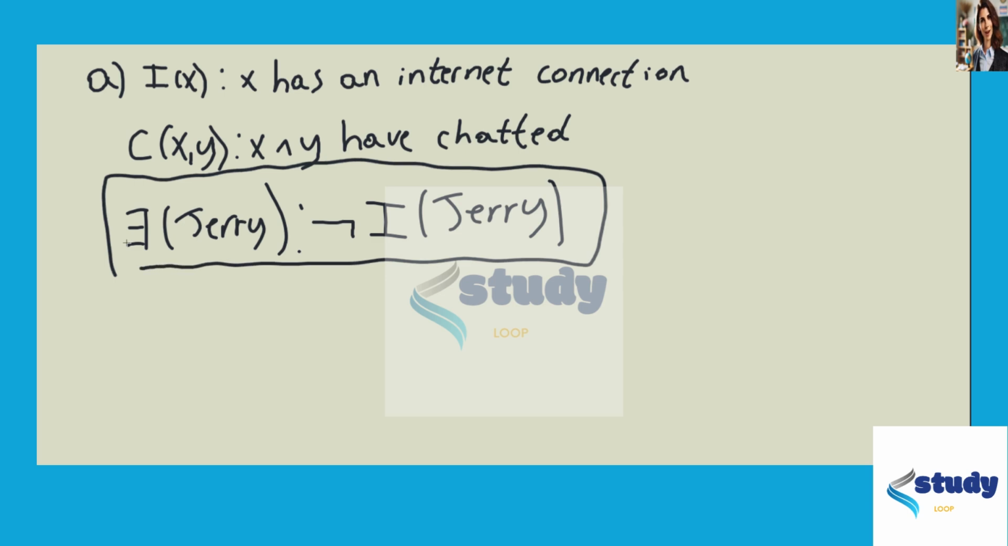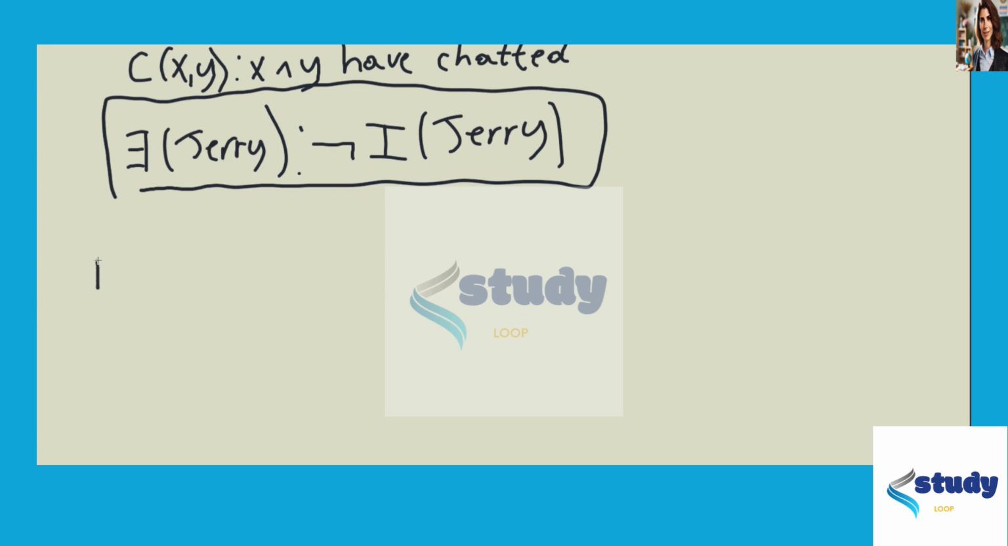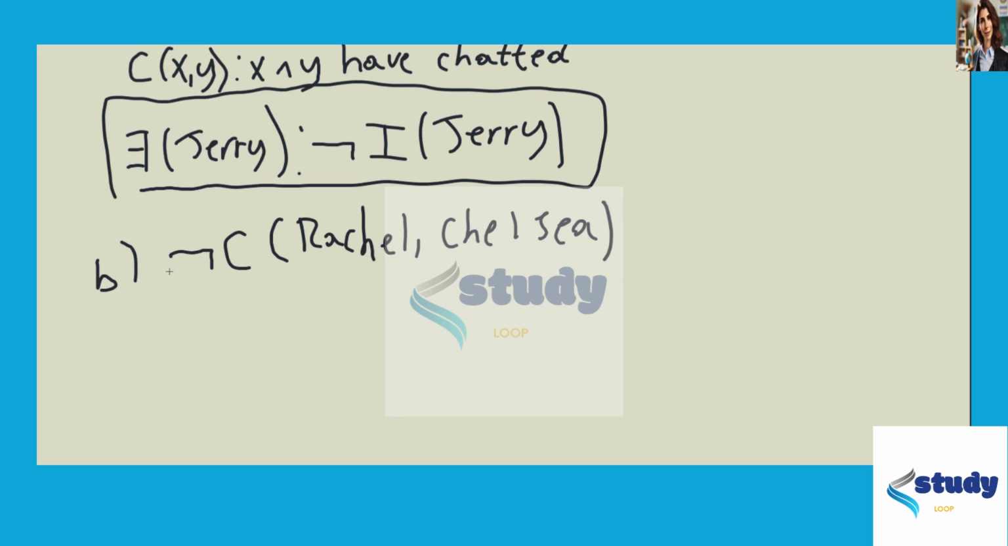Then for part B, we consider the statement Rachel has not chatted over the internet with Chelsea. So therefore, we replace x and y with Rachel and Chelsea in not C of Rachel and Chelsea. All right, so there we have part B.